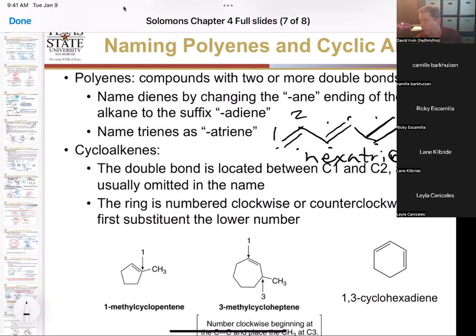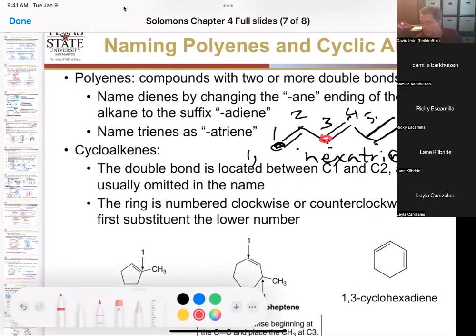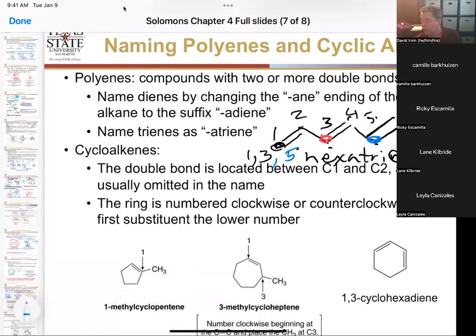This is going to be carbon 1, 2, 3, 4, 5, 6. So this is going to be 1 comma, because this double bond starts on a 1. We're going to have this double bond start on a 3. So that's going to be 3. And we have this double bond start on a 5. So that means we're going to have 5. So we're going to have 1,3,5-hexatriene. And you can do that with as many enes as you have, okay? But cyclic alkenes have their own rule.